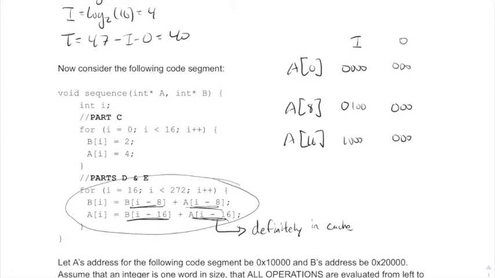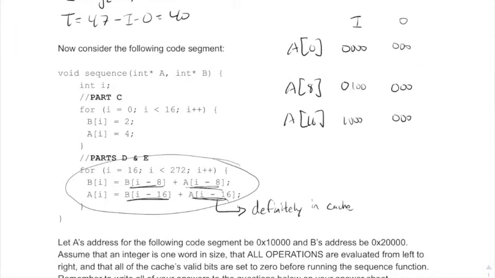When we access A16, we are not kicking out A0 or A8. Same goes for B0, B8, and B16. Therefore, these 4 here are always going to be hits.